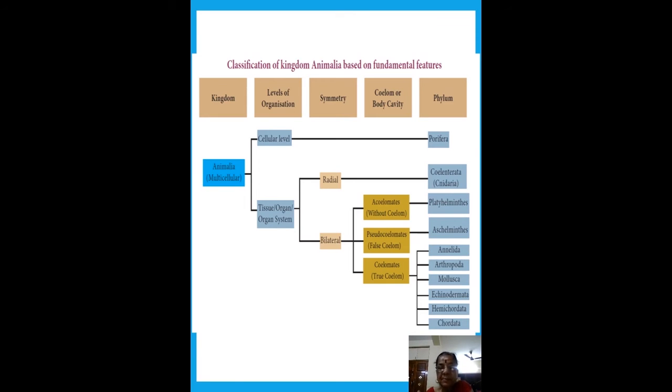Classification of kingdom Animalia based on fundamental features. How to see it? Under kingdom, Animalia. In level of organization, cellular and tissue organ system. Symmetry is radial and bilateral symmetry. Coelom is of 3 types. And then phylum, they are classified. Second go through. You should know the spelling of the phyla and examples. Phylum, you should know the spelling and examples. Okay, then we'll go to next.